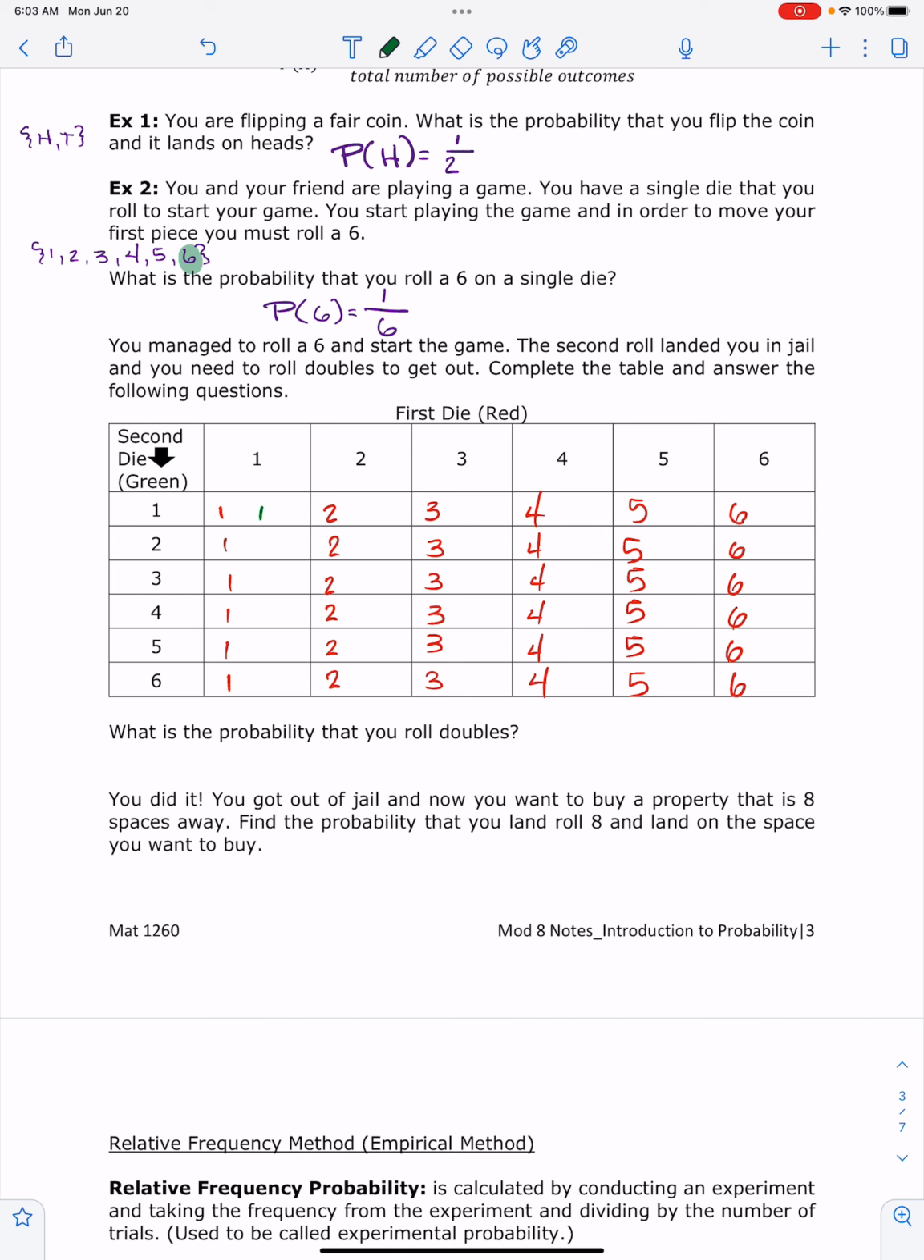So here's a roll: 1, 1, 2, 1, 3, 1, 4, 1, 5, 1, and 6, 1. I got 1, 2, 2, 2. I can't talk and write at the same time, so I'm just going to fill this in.